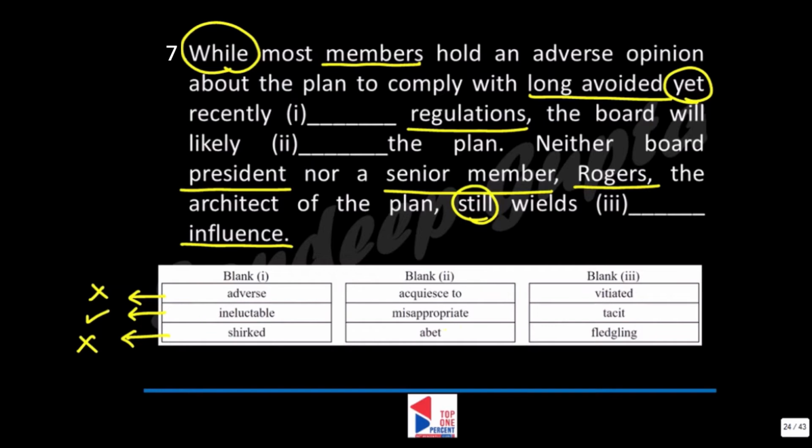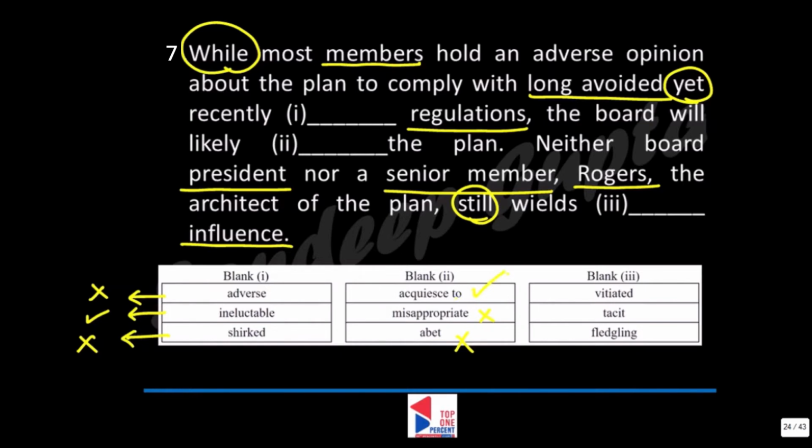have to agree. Abet means to excite or encourage someone to do something wrong. Definitely not correct. Misappropriate means to give something wrongly to wrong people or distribute something wrongly. Definitely not correct. Acquiesce means reluctantly agree. Even when you don't want to agree but you have to agree, that is acquiesce. And the preposition to is always used with the word acquiesce. So that's the correct answer here.